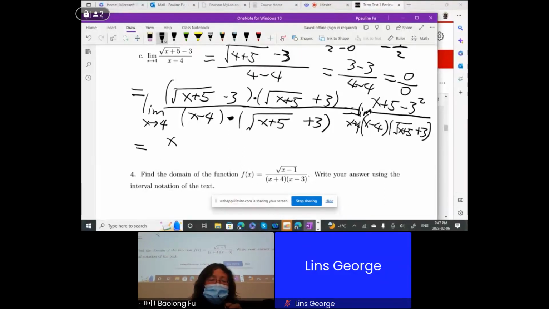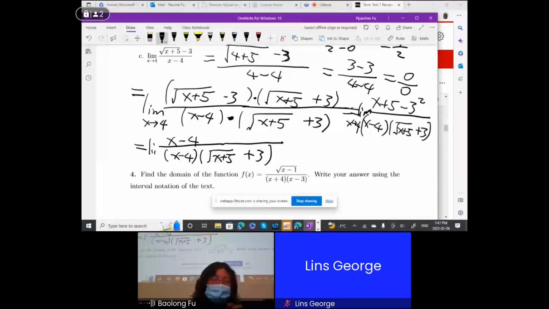So it becomes x plus 5 minus 9, that is x minus 4, on the top. On the bottom, you have x minus 4 times square root of x plus 5 plus 3. So still have a limit, x goes to 4. And do you see the cancel out? x minus 4 on the top cancels out with x minus 4 on the bottom.